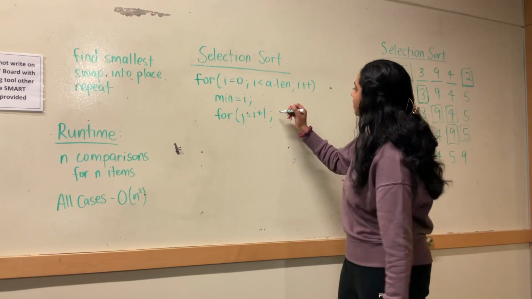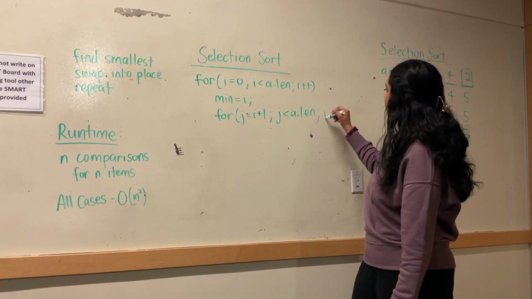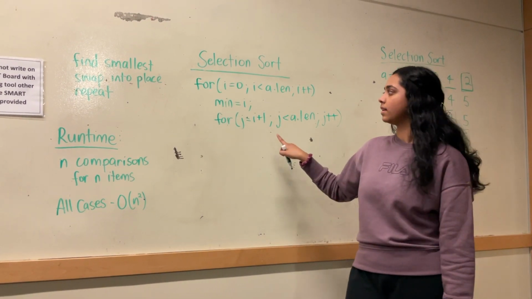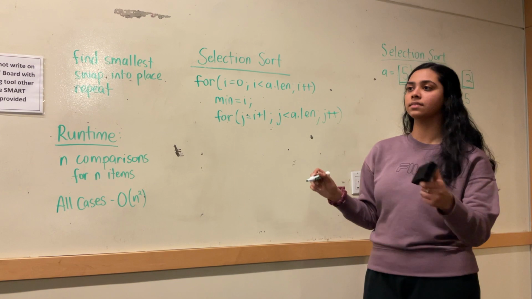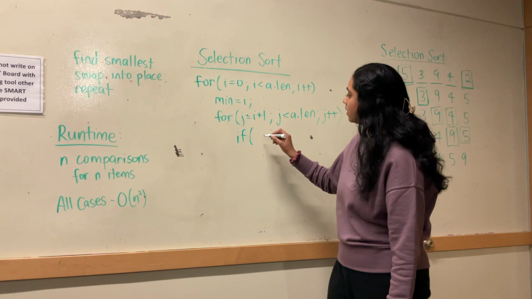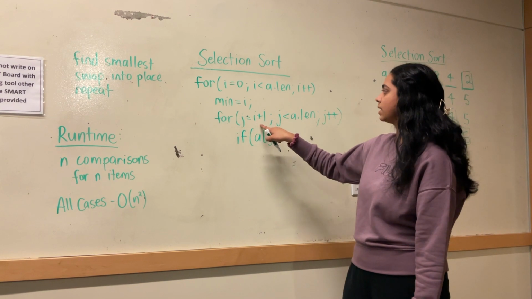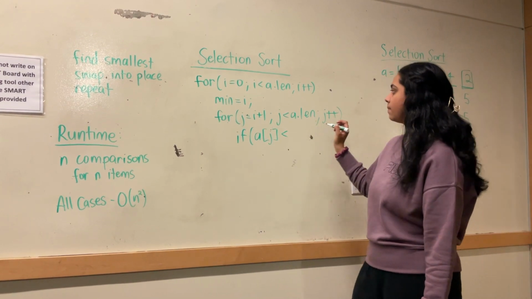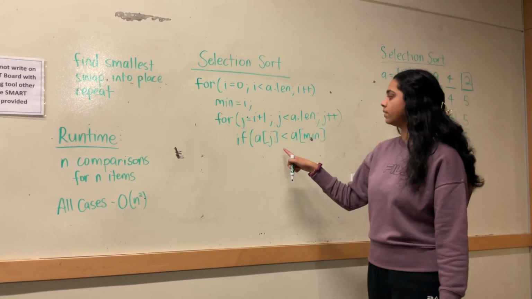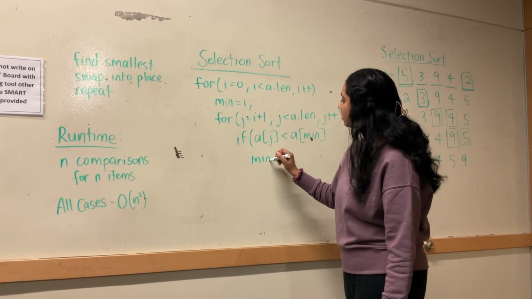That would go to the end of the array as well. And then inside this for loop, we're comparing the comparison value and the swap value. So we're going to need an if statement that compares whatever's at j, so that's the next element in the array, to the minimum value. And if it is indeed smaller, we set minimum equal to j.